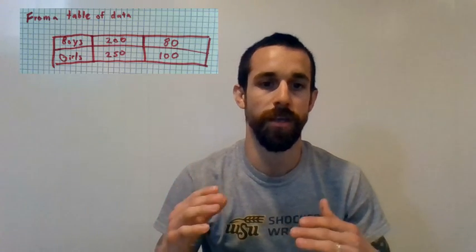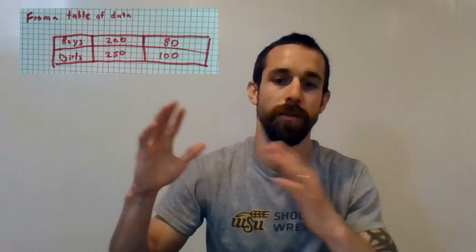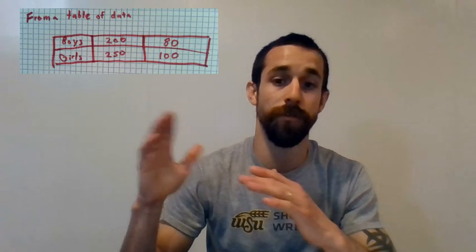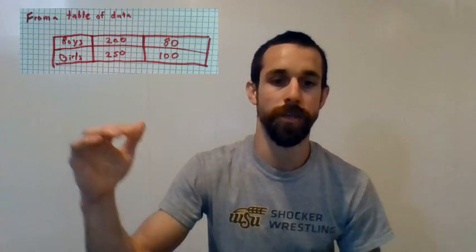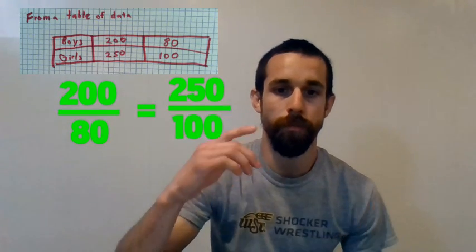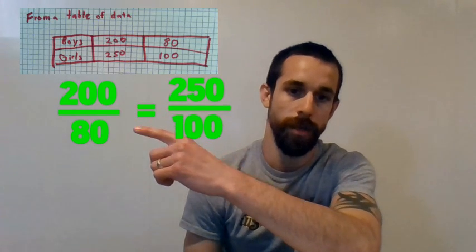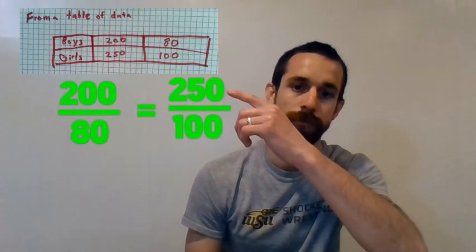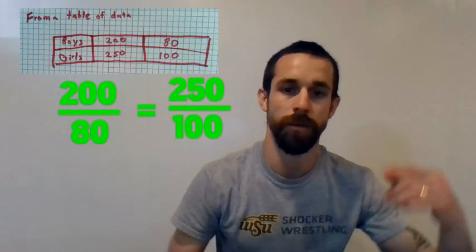On the next section, they give you a data table like this, and then you have to figure out if it's a proportional relationship by writing a proportion, making two fractions equal to each other. All right, so for this problem I made up, I have set up my equation. So 280 are together and 250 and 100 are together because they are together on the chart.